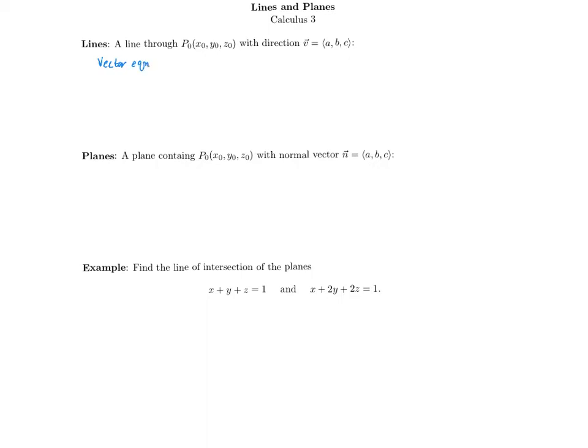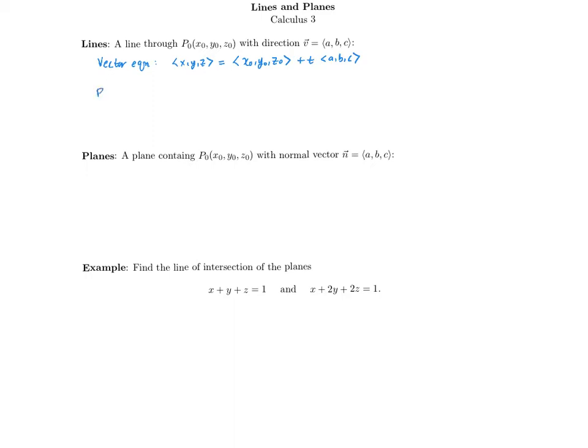We start off most simply with the vector equation. So a point x, y, z on the line satisfies the following. The vector x, y, z is equal to the vector determined by the point on the line plus t times the direction.